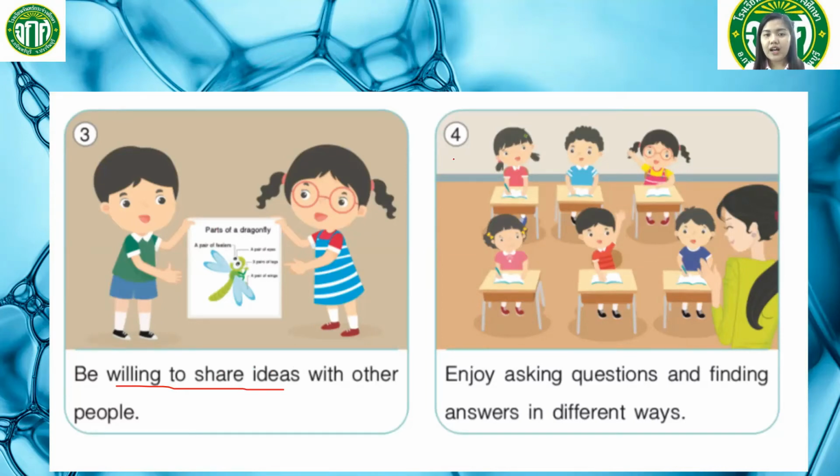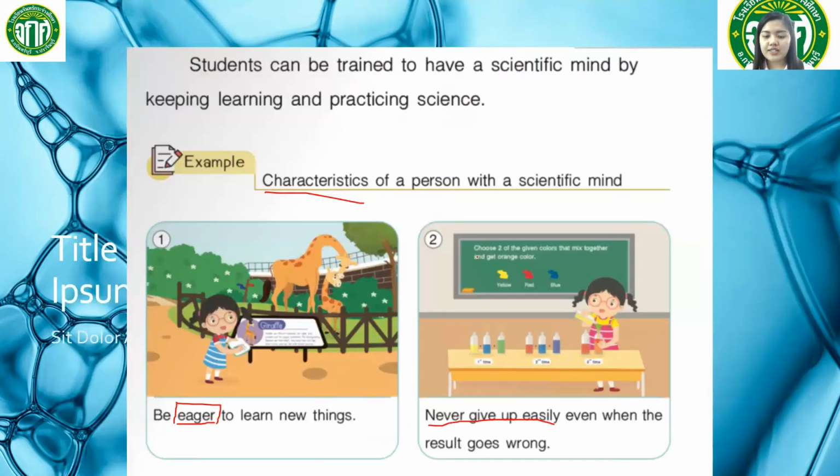All right. In number four, enjoy asking questions and finding answers in different ways. So in here, you are going to ask questions and find the answers in different ways. All right. So there are only 4 examples of characteristics here.